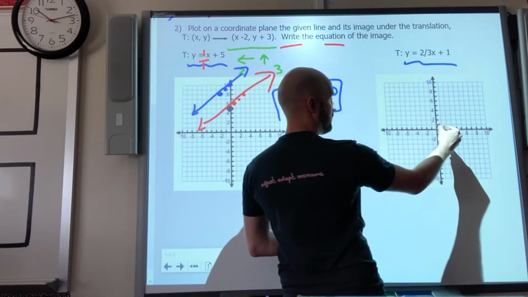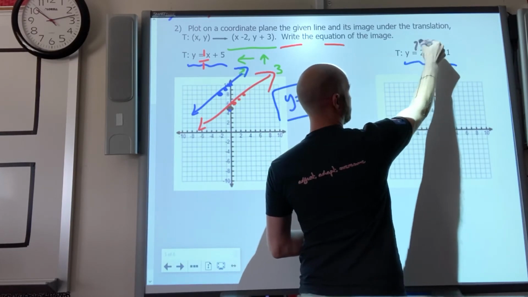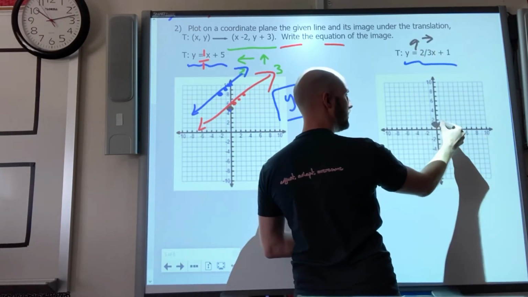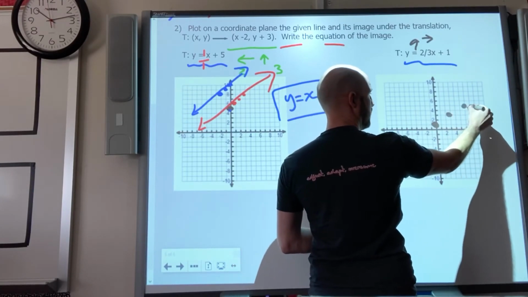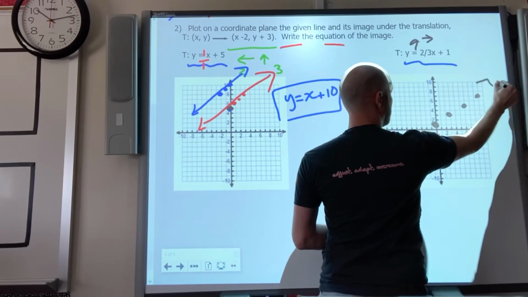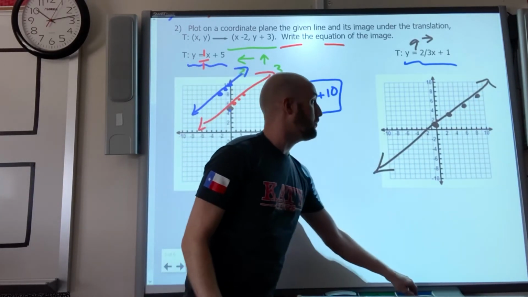Start with that y-intercept at up 1. The slope is 2 over 3, positive, so up 2 over 3 is the slope movement. So 1, 2, 1, 2, 3. Do it enough times that it makes you happy. Arrow, connect, arrow.